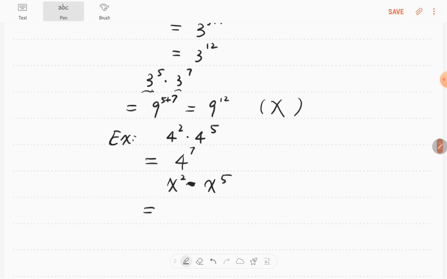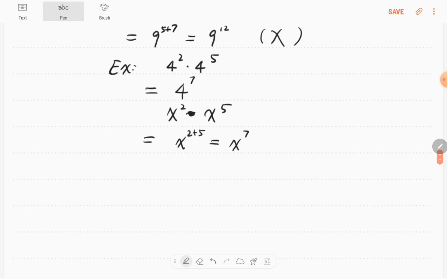Okay, this time, sorry, this is the multiplication. So first it's multiplication. Now we check if they have the same base. Yeah, they have the same base. X is the base, so I write down the common base here is X. Next step, we only need to find the sum of the exponents. So this is our final answer, X to the 7th.